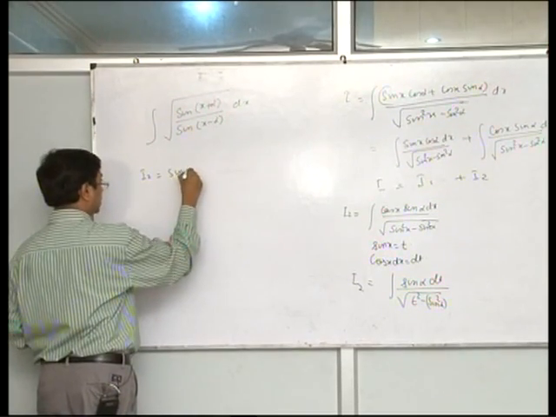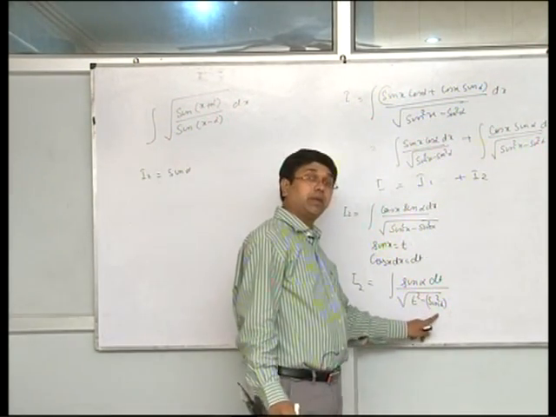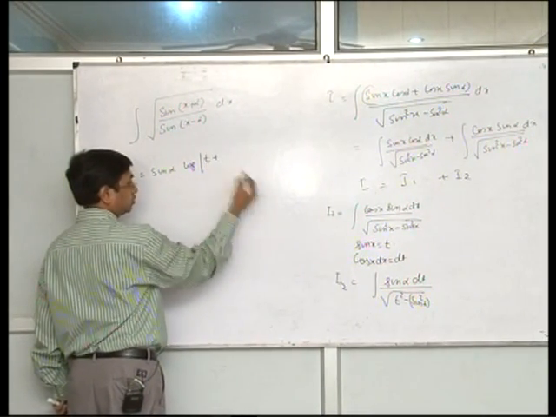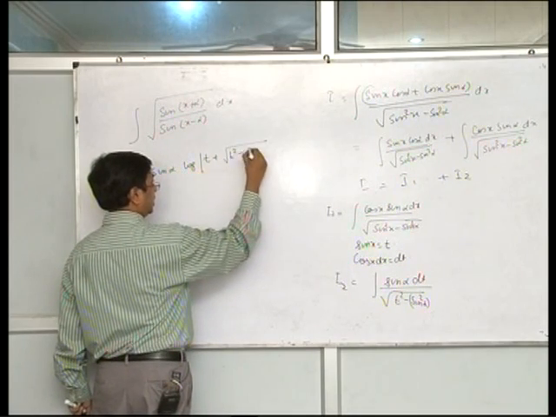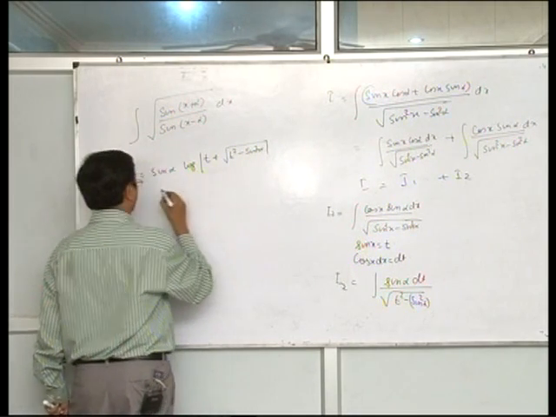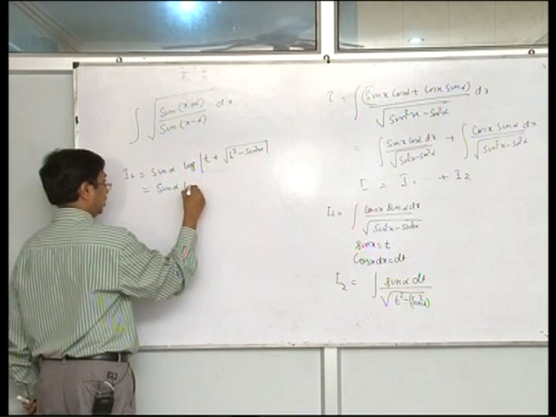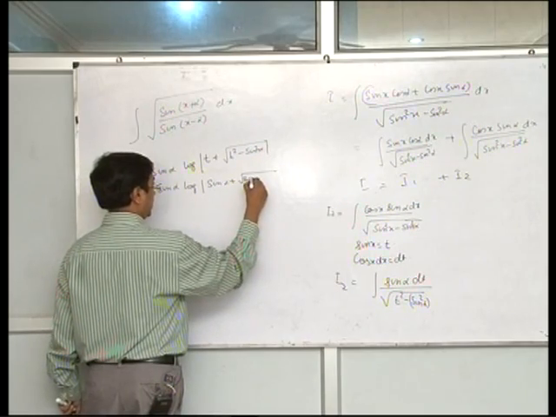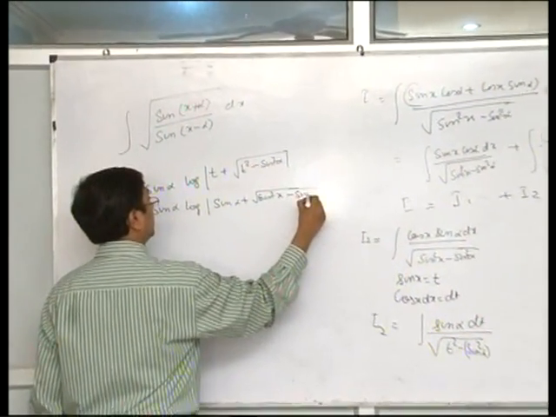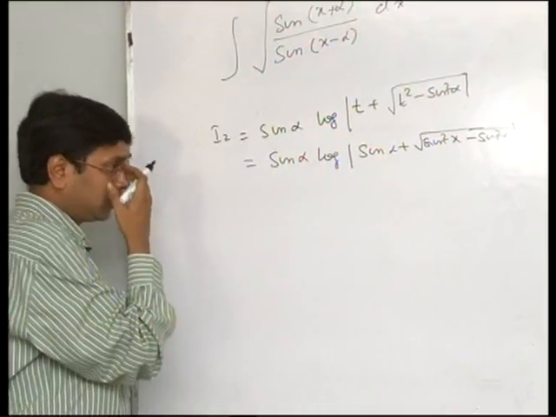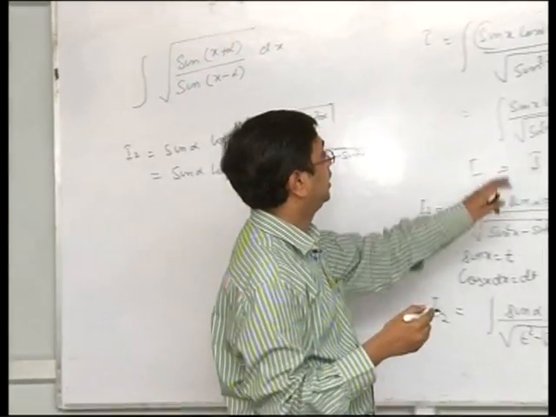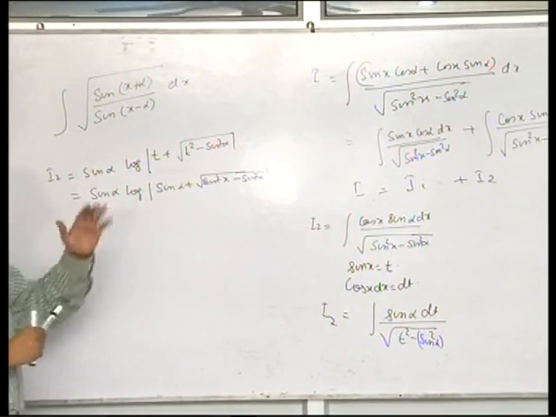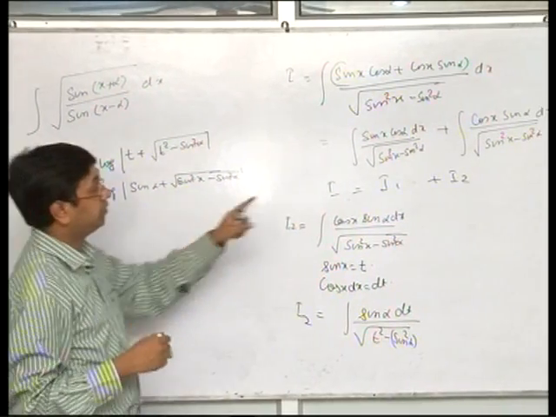Sin alpha comes out, and what is the standard form? dt upon root of t square minus a square, which is log t plus root of whatever is there. So that is t square minus sin square alpha. So that would be sin alpha log of sin x plus root of sin square x minus sin square alpha. So that is how we have integrated the second integral. Now we are left with the first, I1.